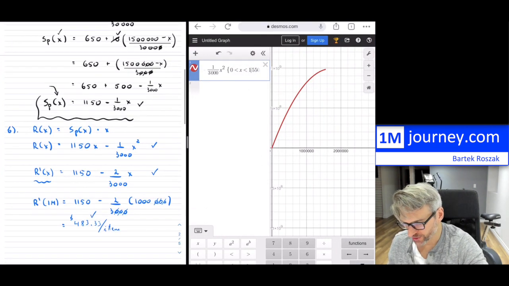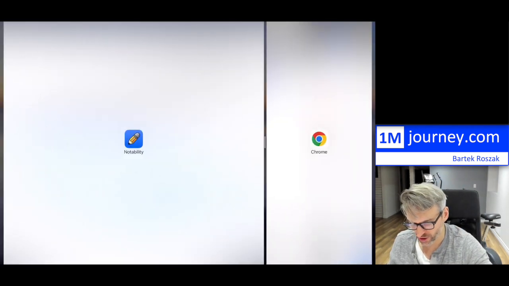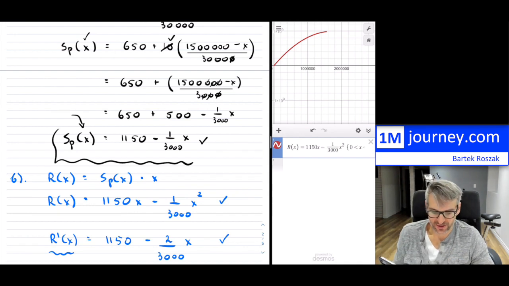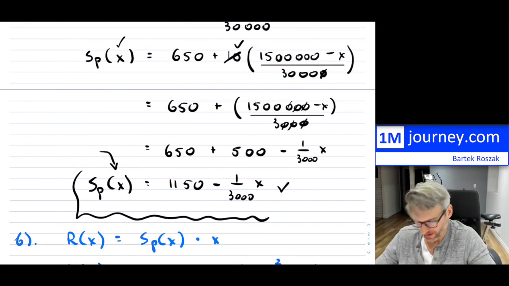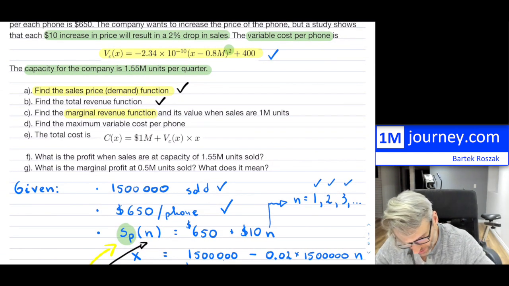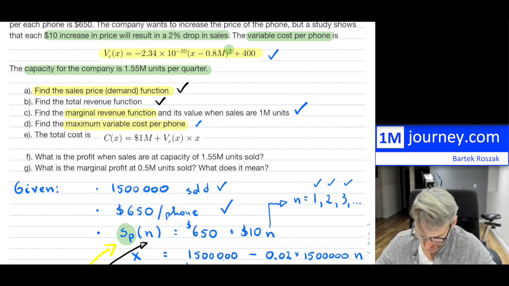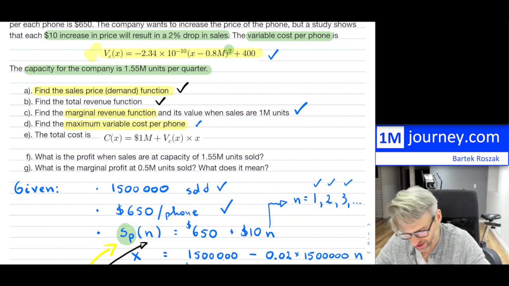Now my marginal item, you can certainly graph that. I'm not going to graph it on this because the scale is so much different. 483.33 would have been your marginal cost per unit. Let me get this out of the way. Now, what else do they ask us in this question? So this is what we had. Now, find the maximum variable cost per phone. Okay, find the maximum variable cost per phone. All right, well, here's the variable cost.